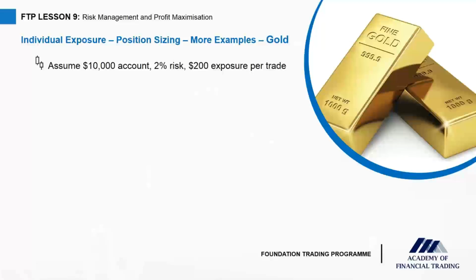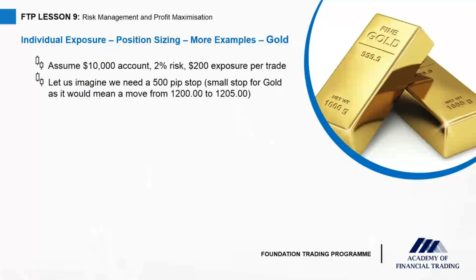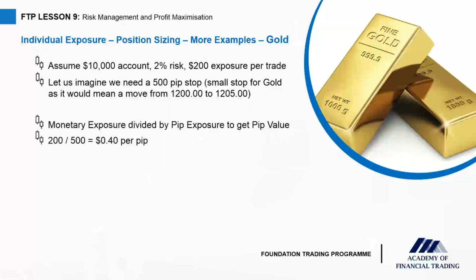And we're going to imagine that our strategy is going to suggest a 500 pip stop loss. Okay, a 500 pip stop loss. Now that's only a $5 movement in the price of gold. It's quite small. What we then must do is take the monetary exposure of $200 divided by the pip exposure of 500 pips, so you get 0.4. That's the value that we would be willing to risk on each increment of change. Everybody okay with that? That's how much we're willing to risk on each increment of change.